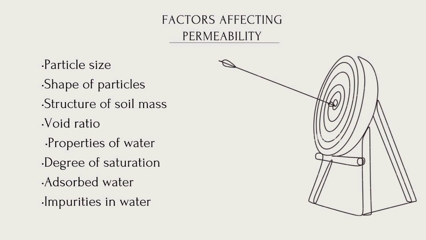Now void ratio. In general, we can say that permeability increases with void ratio, but it is not applicable to all types of soils. For example, clay has a higher void ratio than any other types of soil, but permeability for clays is very low. This is due to the flow path through voids in case of clays being extremely small, such that water cannot permeate through this path easily.